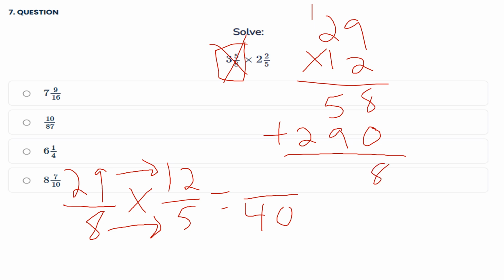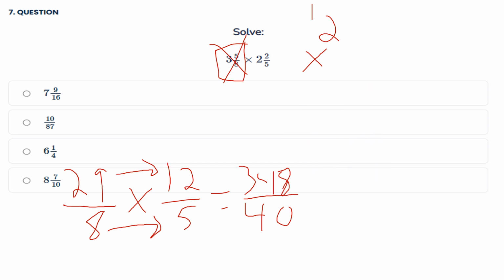All right, so 8 plus 0 is 8. 5 plus 9 is 14. Carry the 1. 1 plus 2 is 3. All right, so we have 348. Let's go ahead and get rid of this.